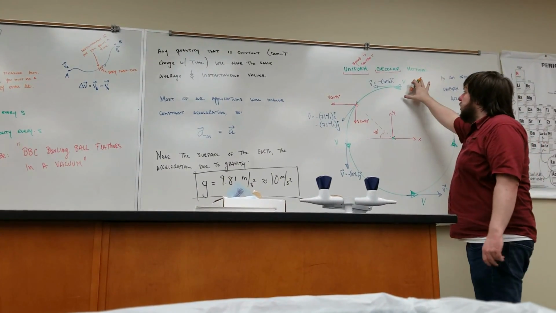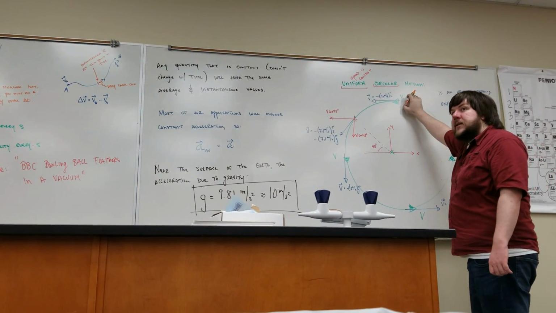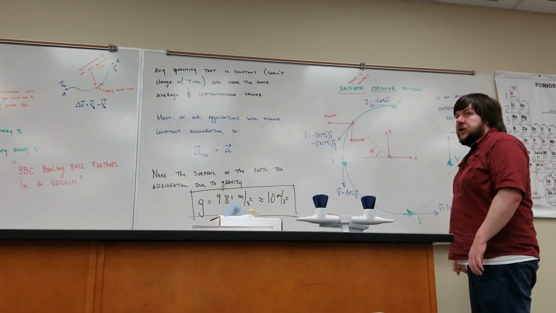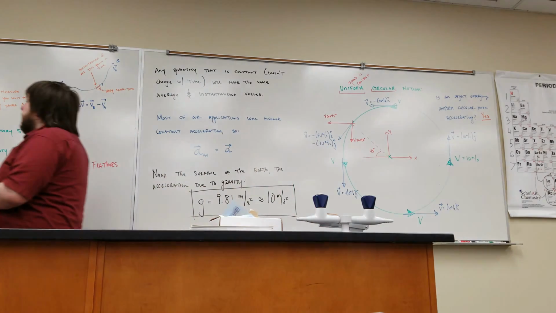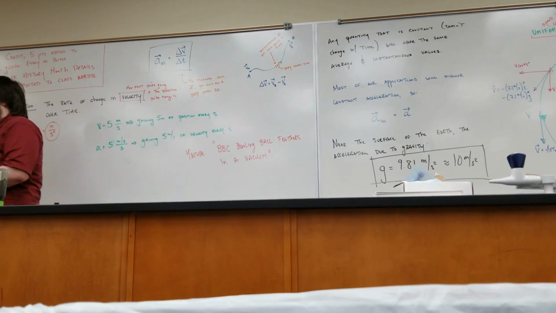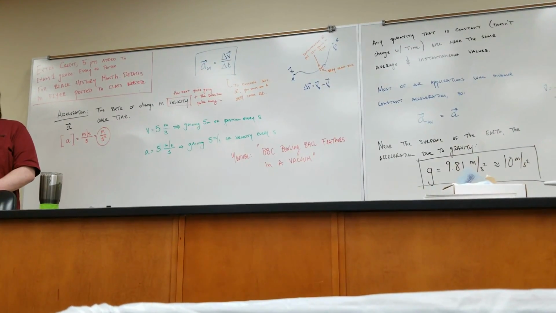For uniform circular motion, it turns out that the magnitude of the acceleration is always the same everywhere in here. Its direction does change, but its magnitude will always be the same. So just because your velocity changes, it does not necessarily mean that your acceleration changes. Okay? Any questions?